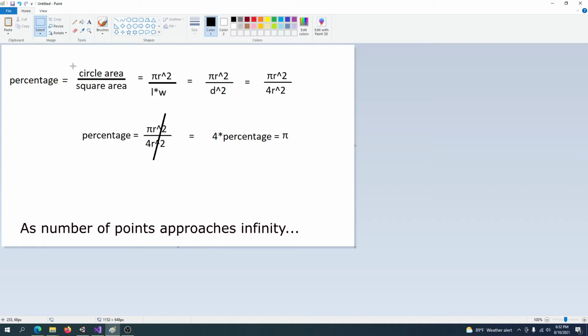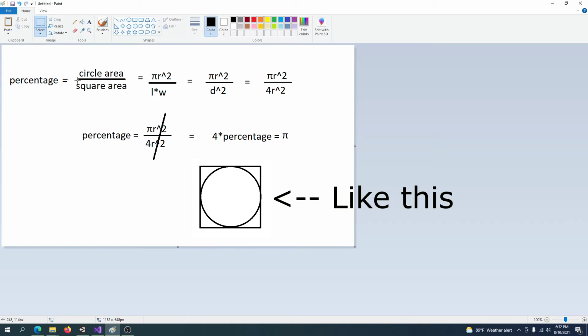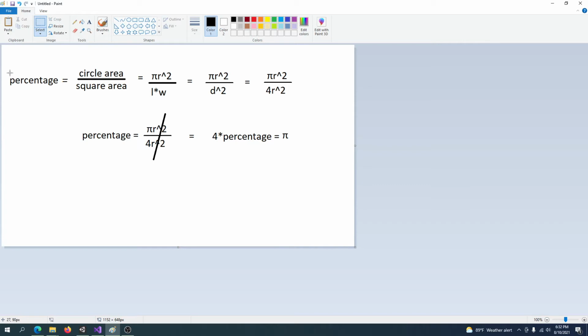And again, because the circle is inscribed in the square, the area of the circle is necessarily smaller than the area of the square. And basically, when I say inscribed, I just mean that the diameter of the circle is equal to the length and width of the square. So that's what I mean by inscribing the circle. So again, the percentage of points inside the circle is equal to the area of the circle divided by the area of the square. Okay, so let's move on.